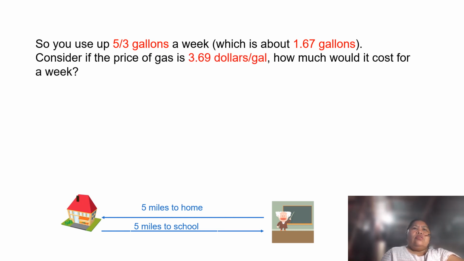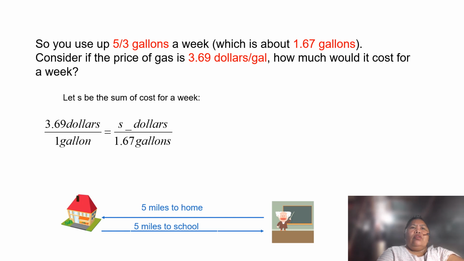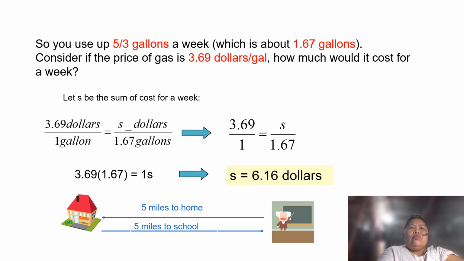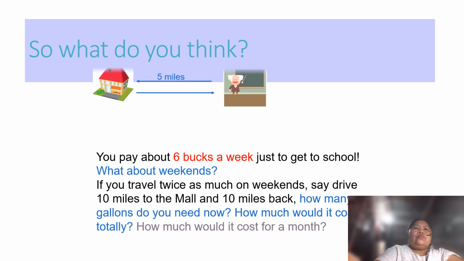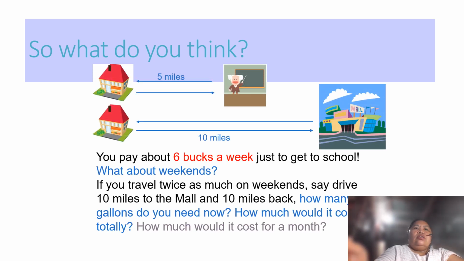So consider if the price of gas is $3.69 per gallon, how much would it cost for a week? So let S be the sum of the cost for a week. So we have $3.69 per 1, or that is equivalent to $6.16 a week. That's from your house and going back to your home. So what do you think? You pay about $6 a week just to get to school.